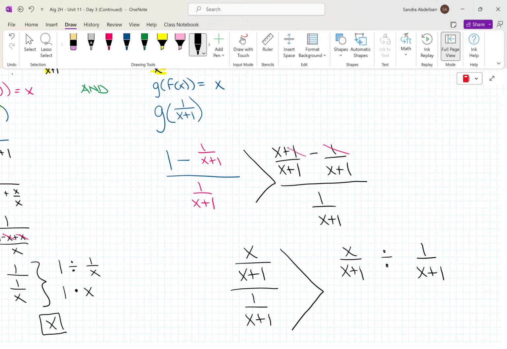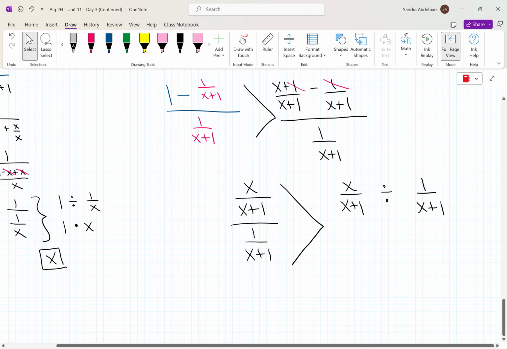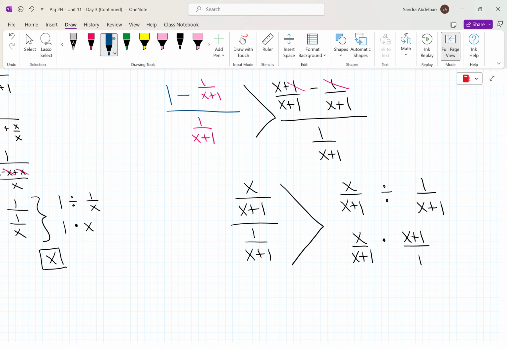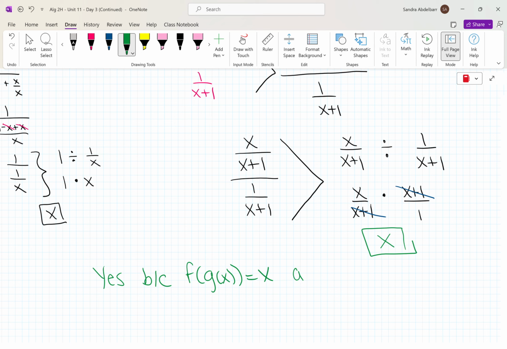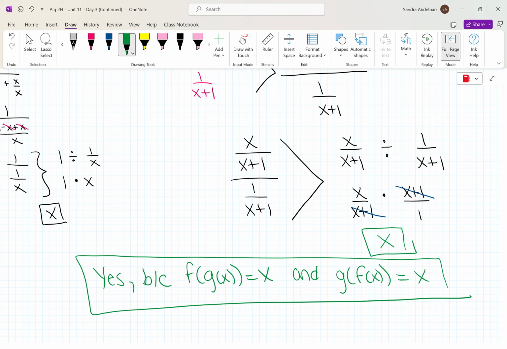So I'm going to write this as x over x plus 1, division sign, 1 over x plus 1. Keep, change, flip. The x plus 1's cancel, and I'm left with just x. Are they inverses? Yes. Because f of g of x equals x, and g of f of x is equal to x.